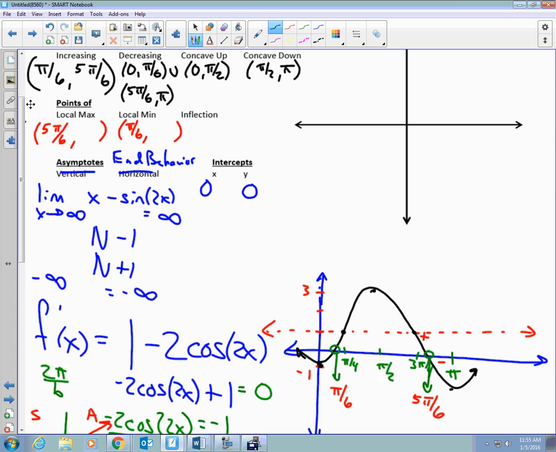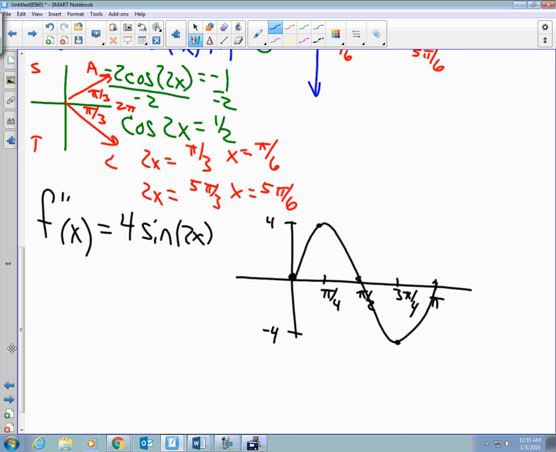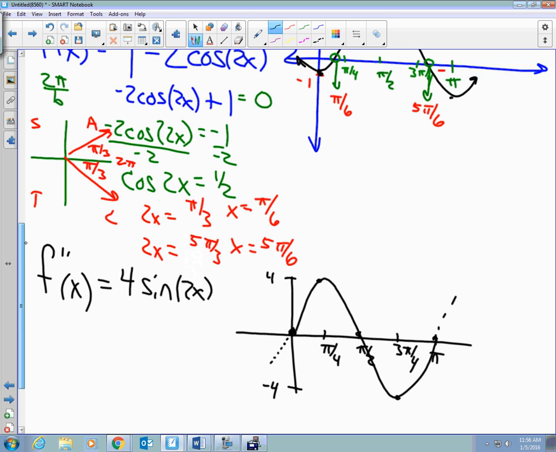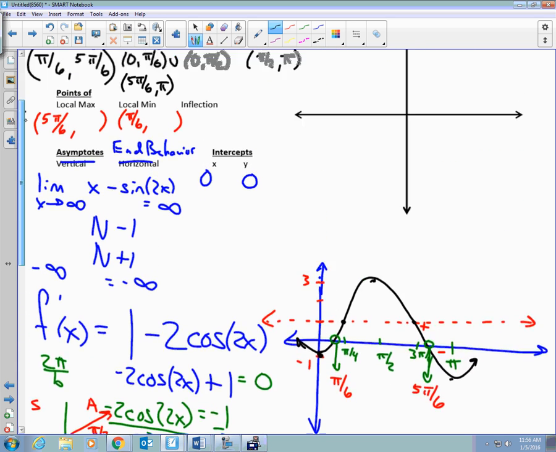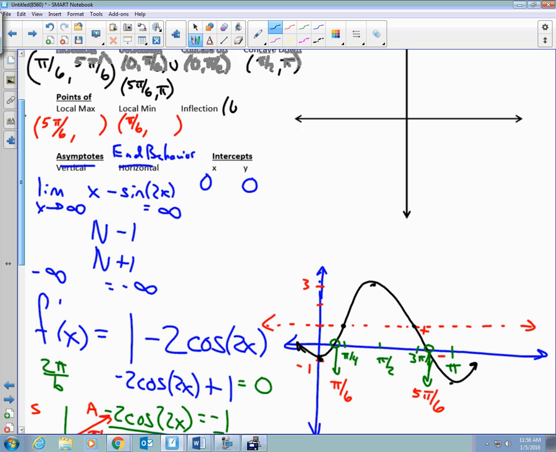Do we have inflection? Yeah, in fact, I'm going to add a couple more pieces in here. Wouldn't you agree that not only at pi over 2, but at 0 and pi it will change as well? So inflection will happen at 0, at pi over 2, and at pi.